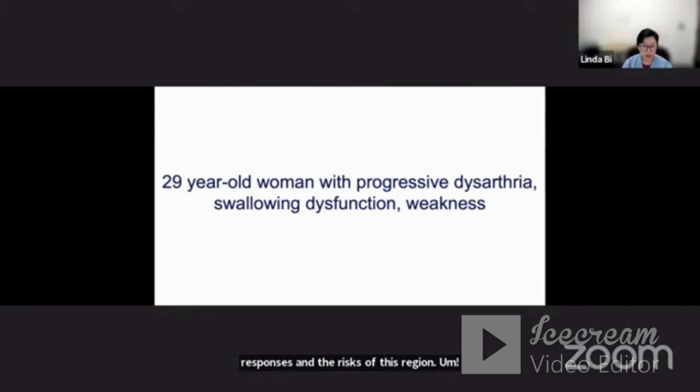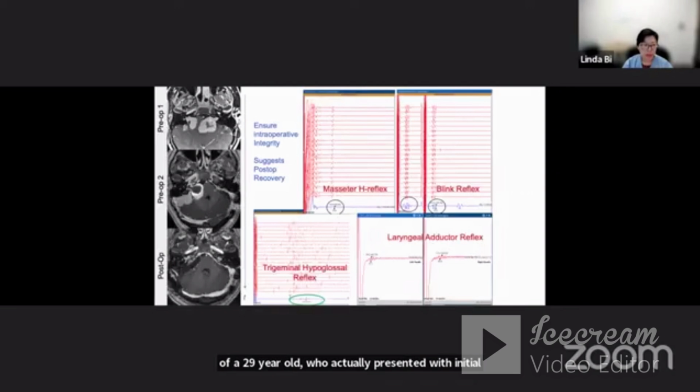Beyond lesions in the jugular foramen, whether primary or secondary, nerve monitoring can also be important as an adjunct in adjacent tumors and pathologies. This is an example of a 29-year-old who presented with initial dysarthria, swallowing dysfunction, as well as weakness. She is a young lady with neurofibromatosis 2, which had bilateral tumors. One side was removed, and it was really growth of the second-sided tumor, both meningiomas and progressive schwannoma, that led to these lower cranial nerve deficits over time.